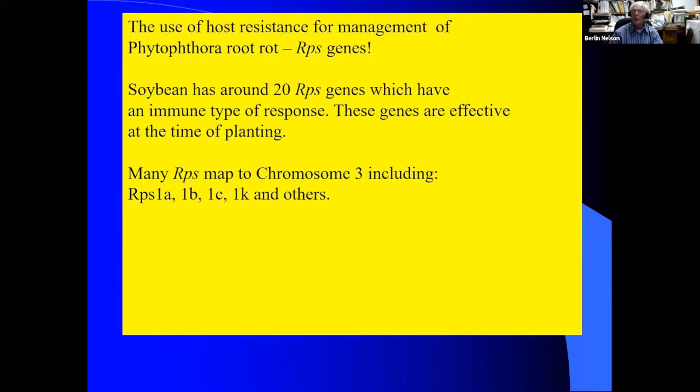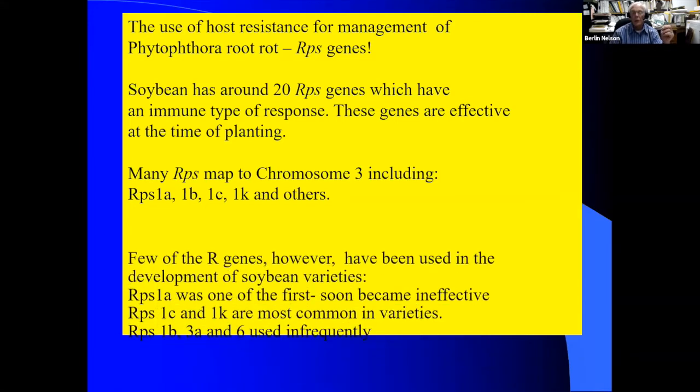Some of these have been cloned, and they have a very unique kind of immune response, and I'll show you what that is. These genes are effective at the time of planting, and they can work throughout the life cycle of the plant. Some of these have been mapped. A number of the important ones, like 1K and 1C, are on chromosome 3. There's been a lot of work done with all this, and I'm not going to try to go through it, nor do I know all the current research.